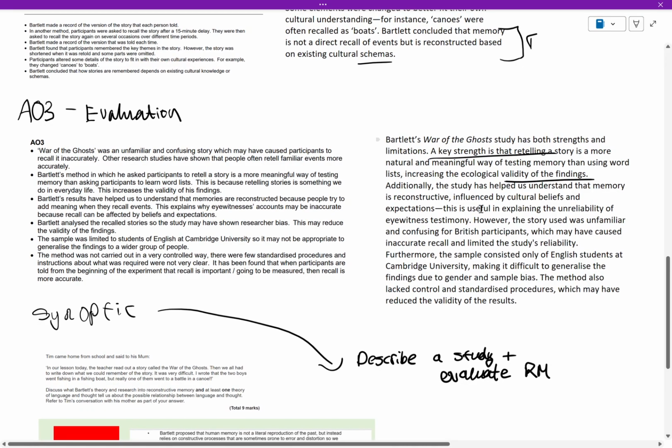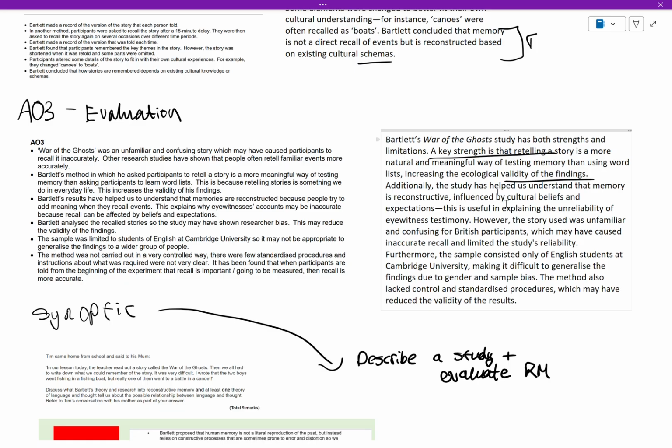Additionally, our next one, the study has helped us understand that memory is reconstructive, our point, and also influenced by cultural beliefs and expectations. This is useful because it helps in explaining the unreliability of eyewitness testimonies. Therefore, this increases again the ecological or external validity, how generalizable and how applicable the study is to other scenarios, other situations, a larger population.